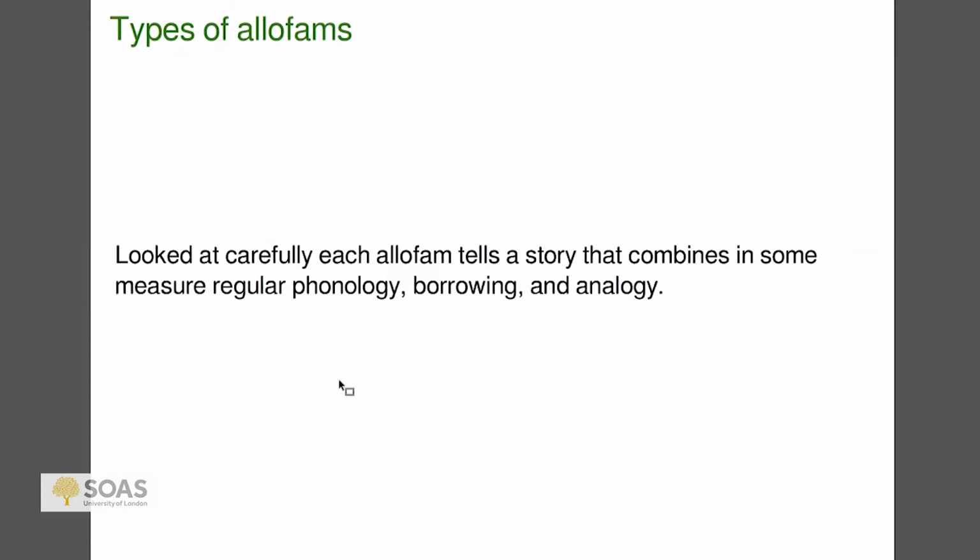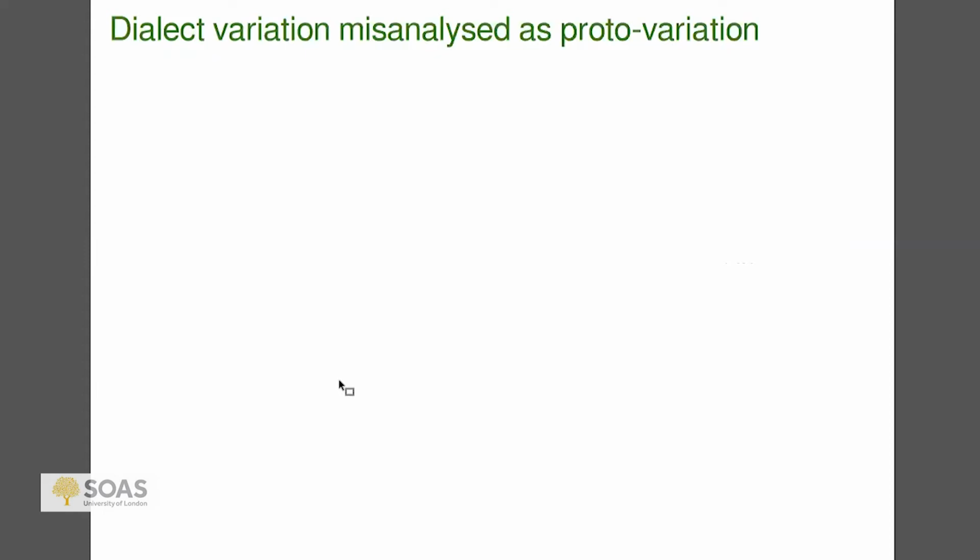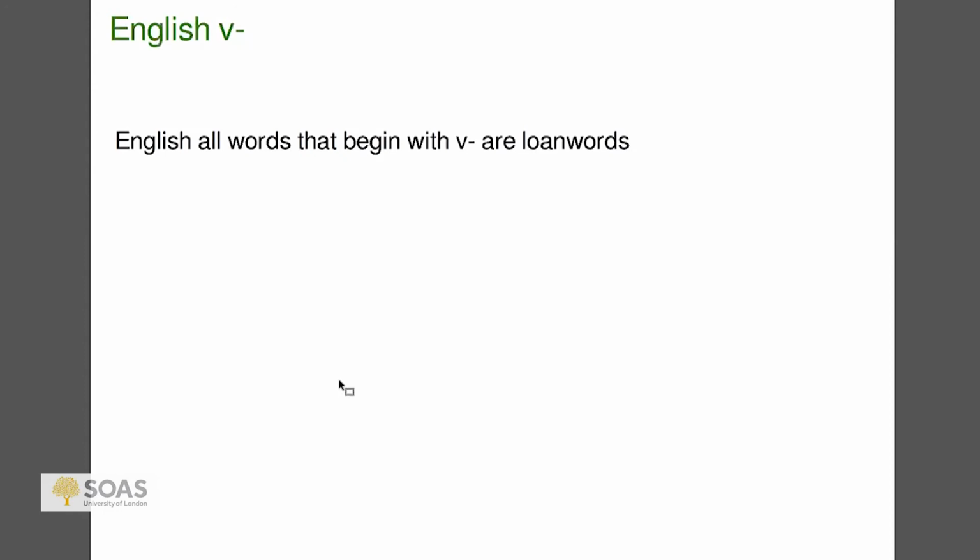So now we'll go through examples of different phenomena, both looking at an Indo-European case and looking at a Sino-Tibetan case that has been analyzed as a word family that we propose should be analyzed along the lines of the Indo-European example. So first, dialect variation, misanalyzed as proto-variation. Hopefully some of the Indo-European cases are familiar, and we've tried to choose simple ones.